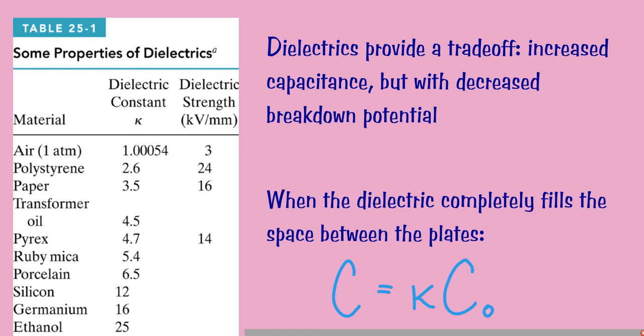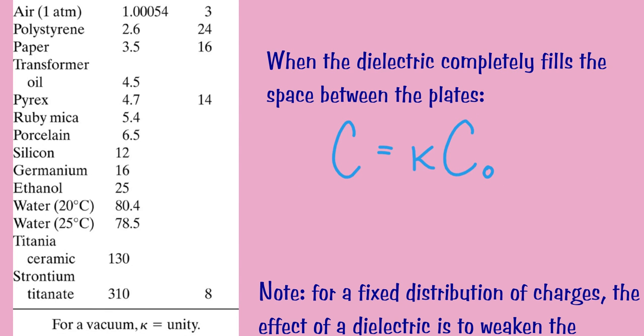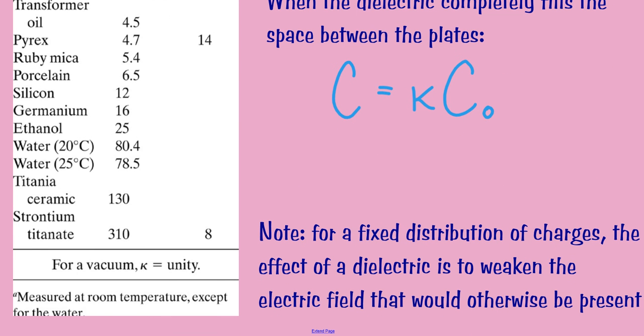Just another note about dielectrics is that if we have a fixed distribution of charges, the effect of a dielectric is basically to weaken the electric field that would otherwise be present. If I'm weakening that electric field, that then means that I'm increasing how much charge I can hold, but again, with the downside of decreasing that breakdown potential.